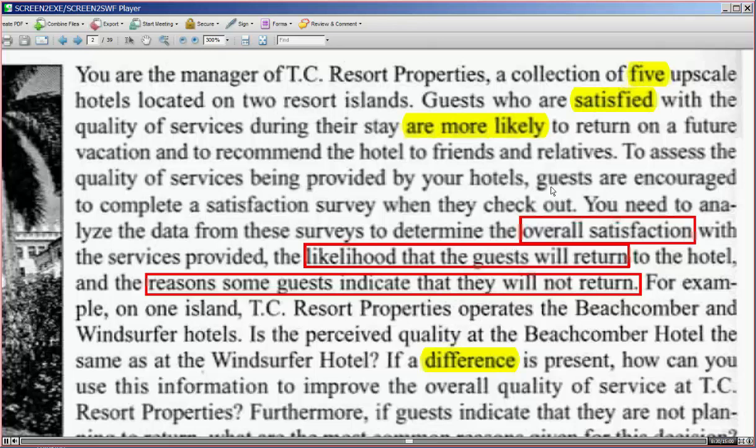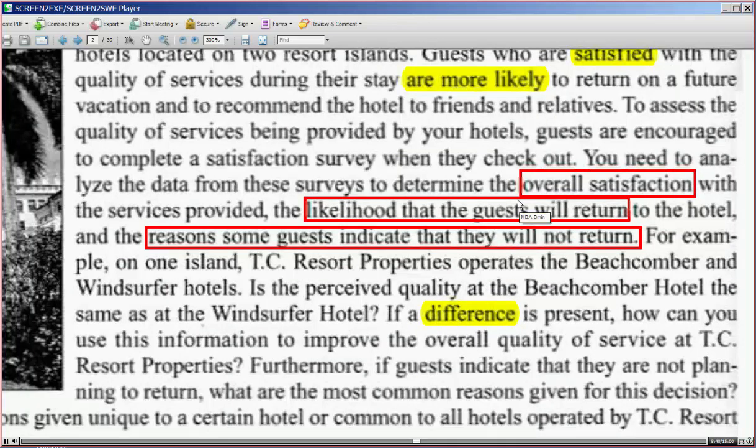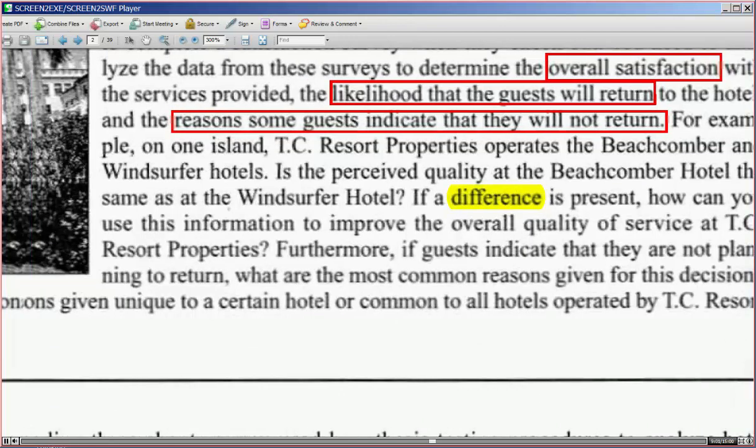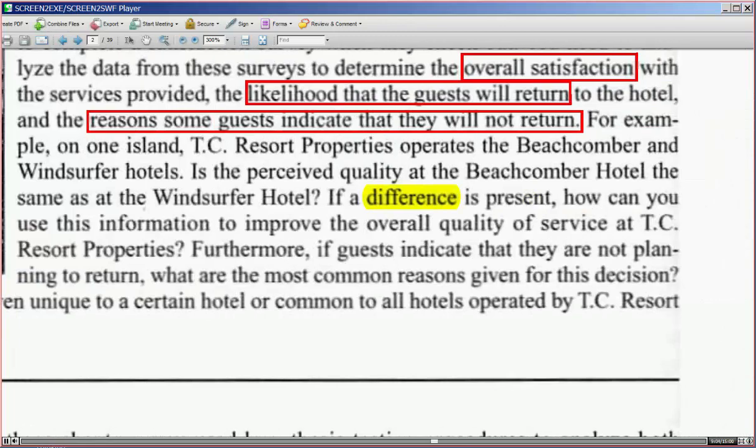Then, to assess the quality of services, here's a survey in which data will be analyzed to answer these questions. Overall satisfaction, likelihood of return, and reasons for not returning. Okay. Furthermore, if guests indicate that they are not planning to return, what are the most common reasons?